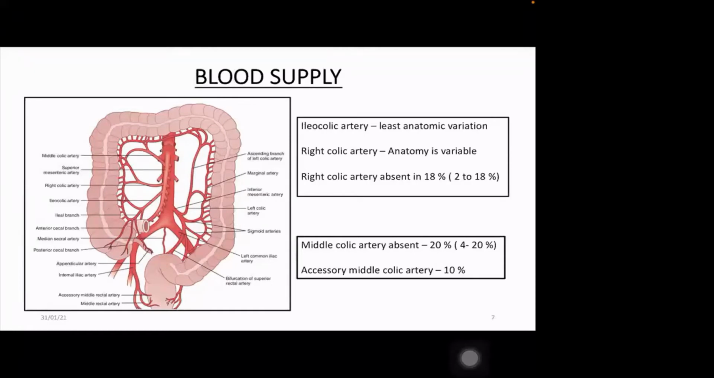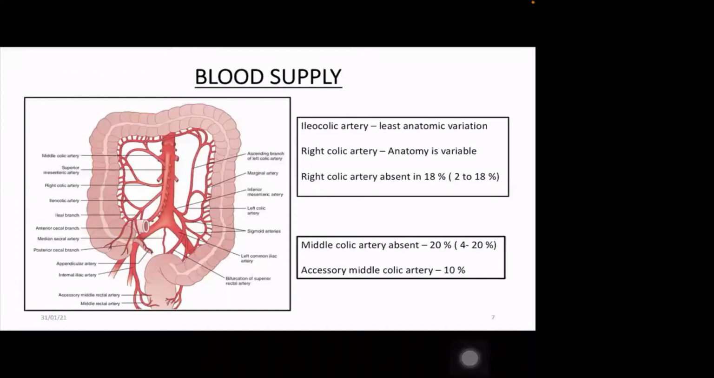Fine. So some of the important facts which you have to remember is, among the colonic blood supply, the ileocolic artery has the least anatomical variation. It is almost constantly and consistently present in all the patients. Right colic artery, as I said before, when I took the class on coloplasty, left-sided colon is always much preferred, because the left colic artery anatomy is very constant and consistent, and right colic anatomy is very variable. So the right colic artery is absent in around 18% of the people. So 18% is given in Shackelford, and 2 to 18% is the figure given in Sabiston.